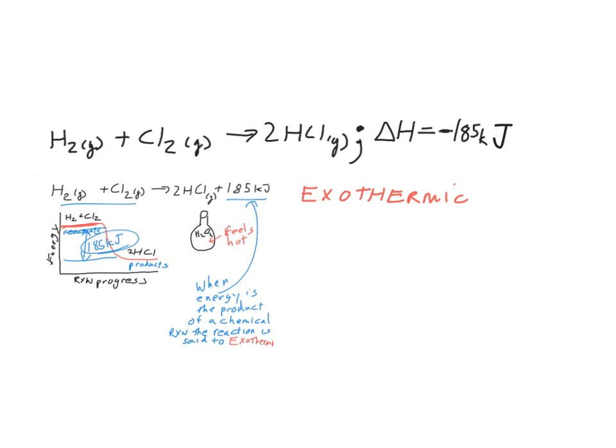Whenever you see a chemical reaction that has a negative sign, that negative sign means that your reaction is exothermic. So whenever you see energy as a product, or you see that your change in heat is negative there, you know you have an exothermic reaction.